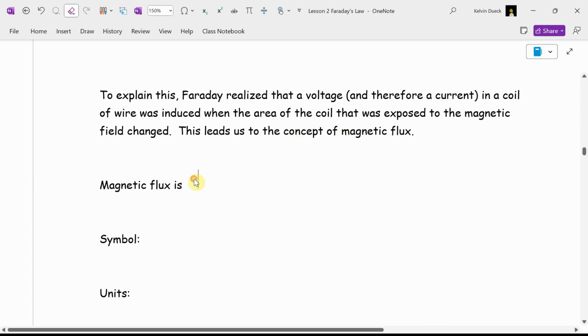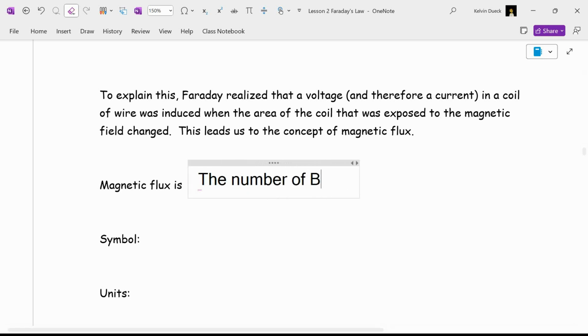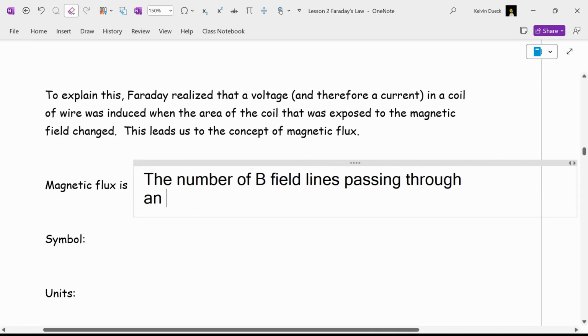So what's magnetic flux? I'm going to abbreviate magnetic with capital B. It's the number of magnetic field lines passing through an area. More flux, more magnetic field lines are going through a given area.